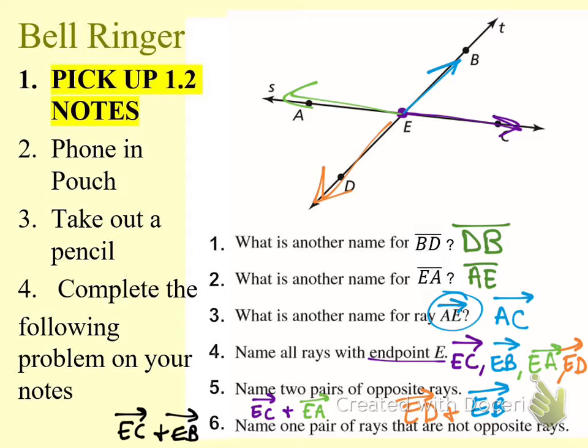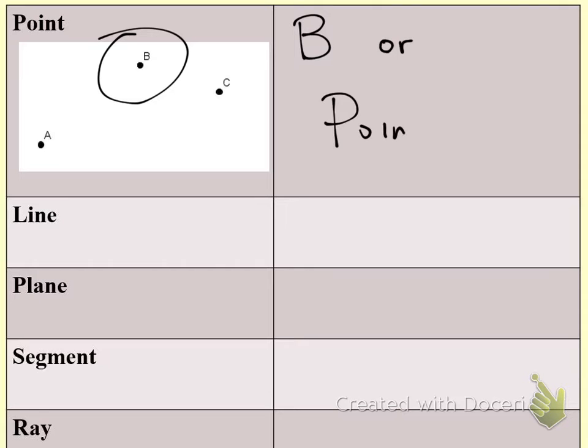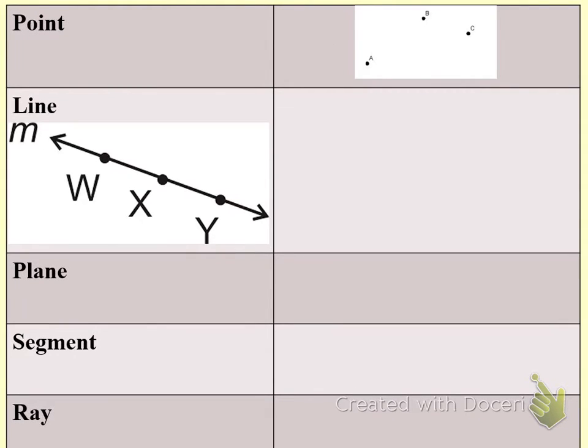All right. So if you look, the next part is like a chart. On the left is a picture, and on the right, we're going to fill in the names. So let's say we wanted to name point B. How would I name this point? There's 2 ways to name it, right? What's one of them? Capital B, which is the easiest one, or point B. And that's it. If I want to name a line, we're going to name this all the ways we can. There are 7 of them. Line M. Correct.